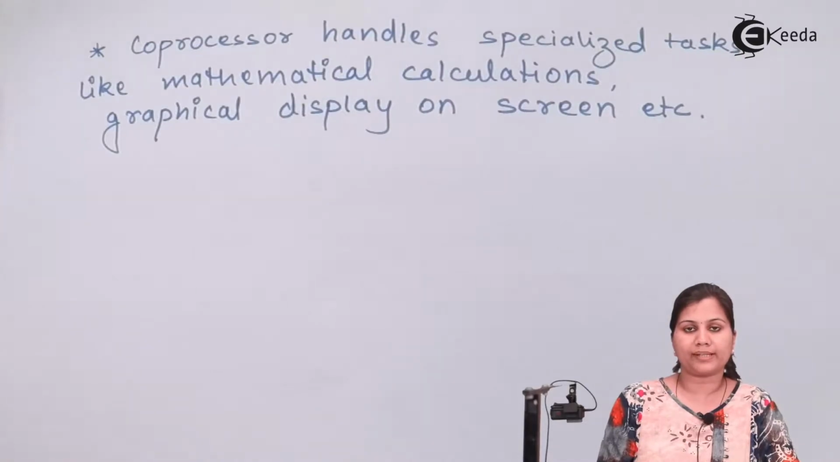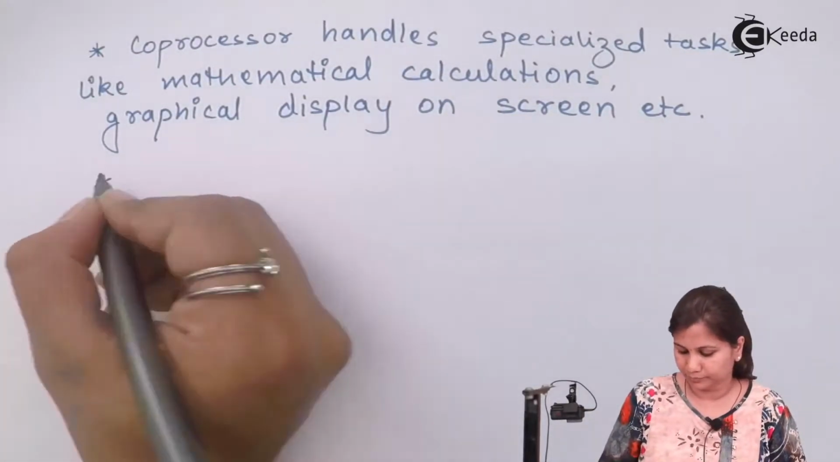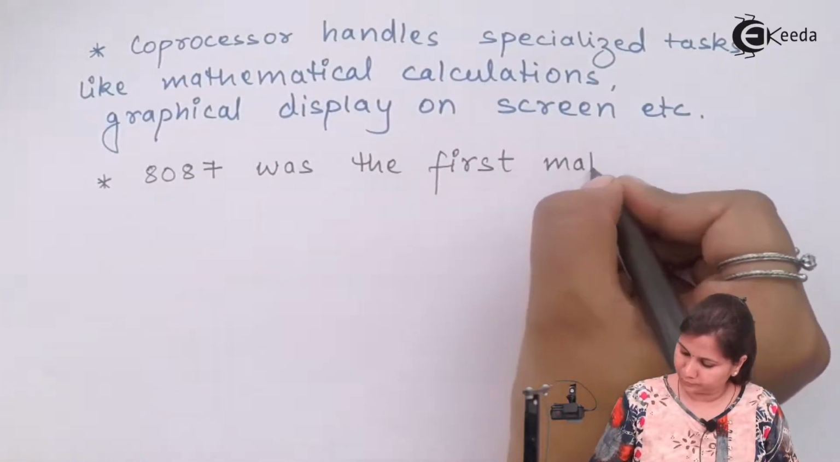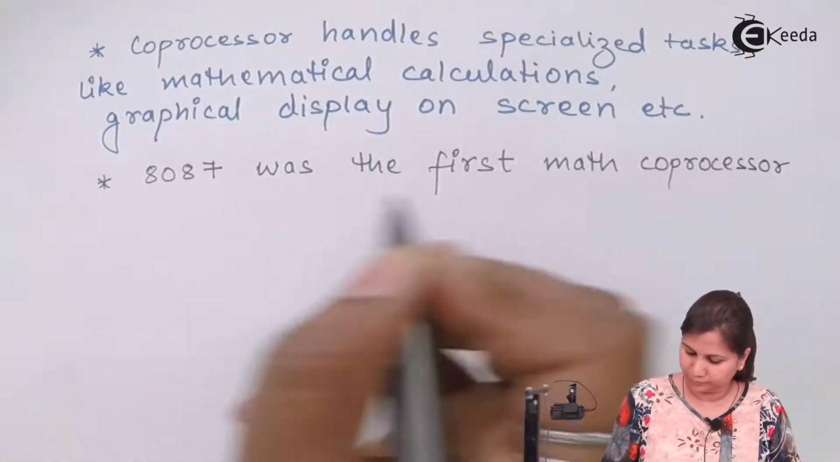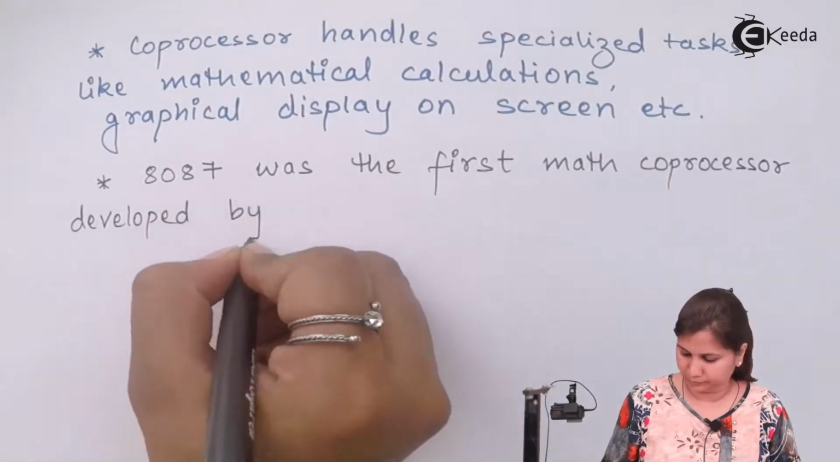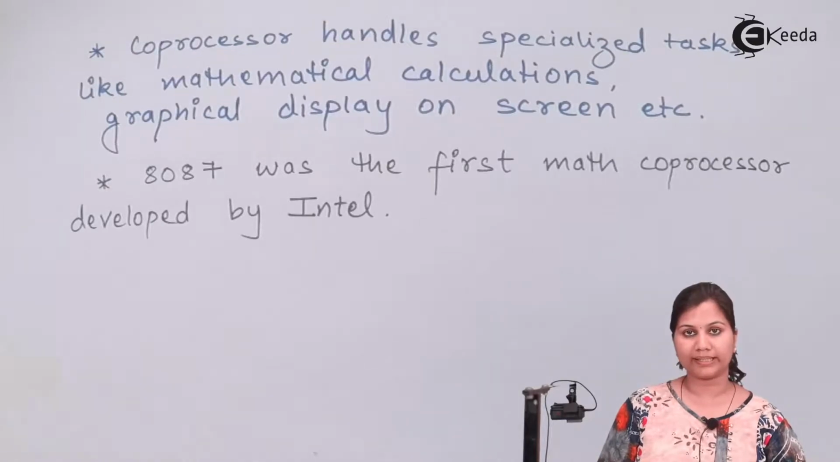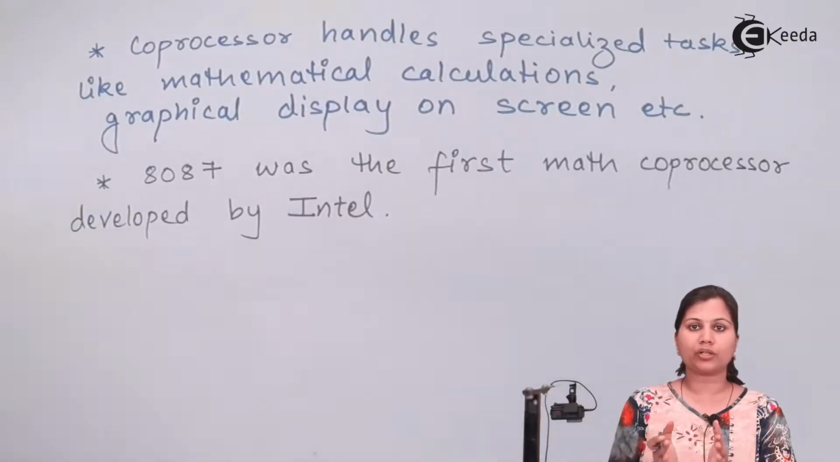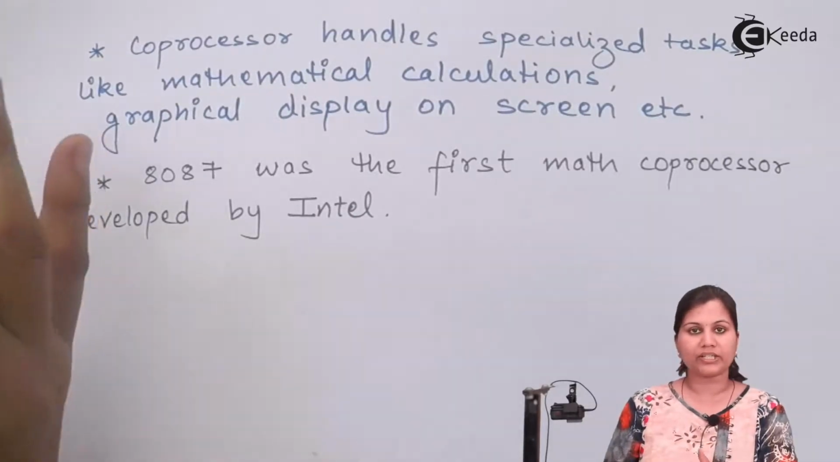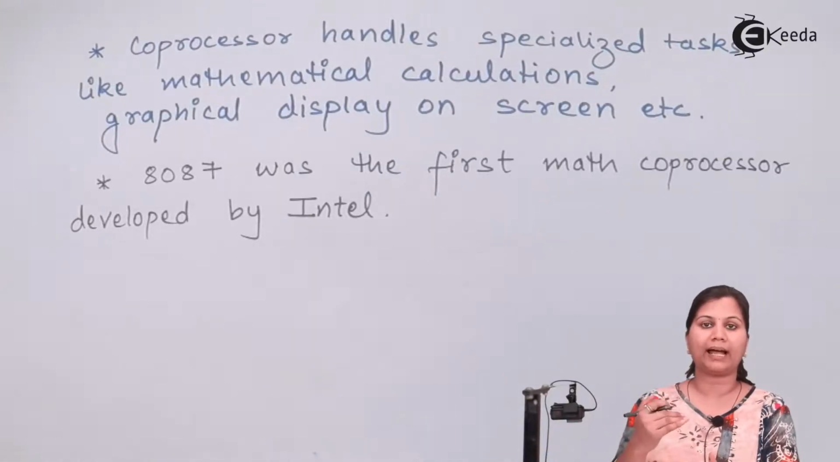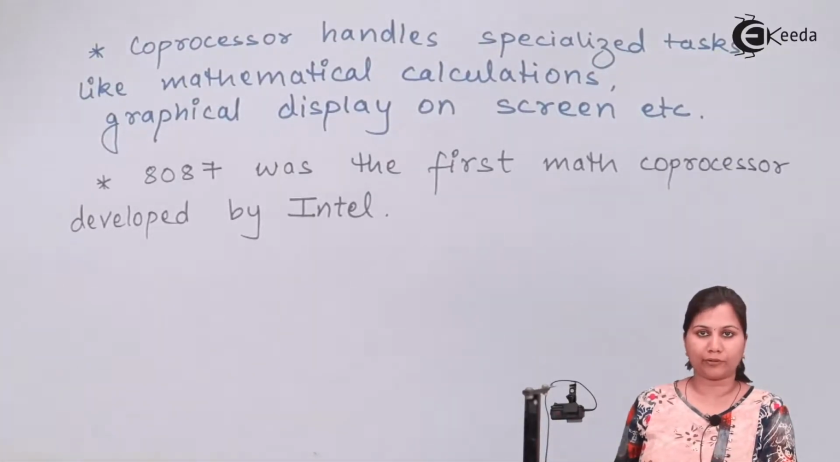Now the first coprocessor which was developed by Intel was the 8087 math coprocessor. So the first coprocessor was 8087. A coprocessor is used along with the main processor. The 8087 was developed to work with the 8086 family and 8088 family of microprocessors.